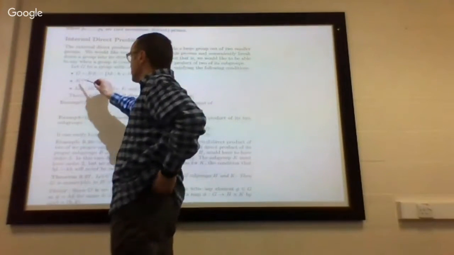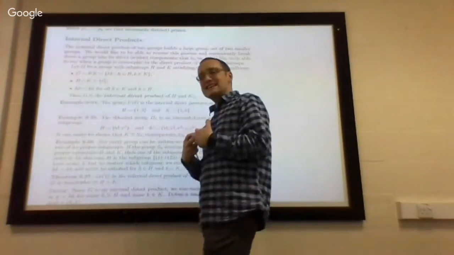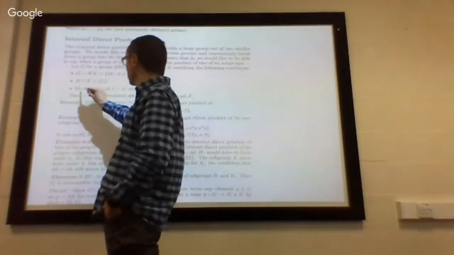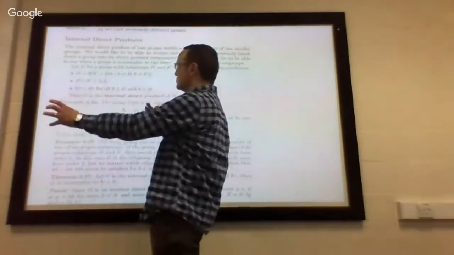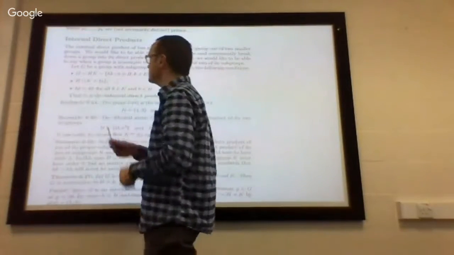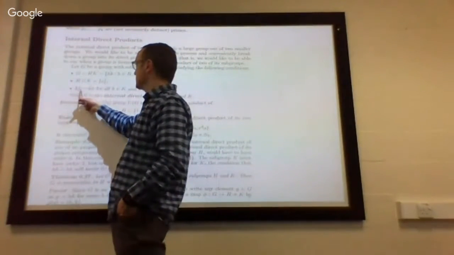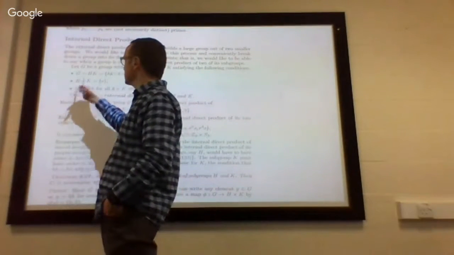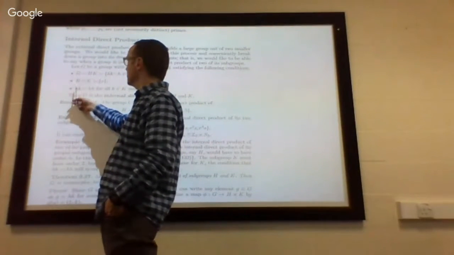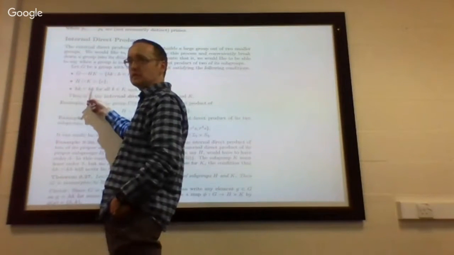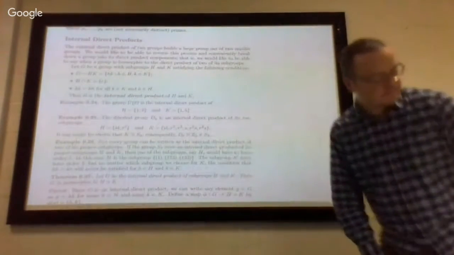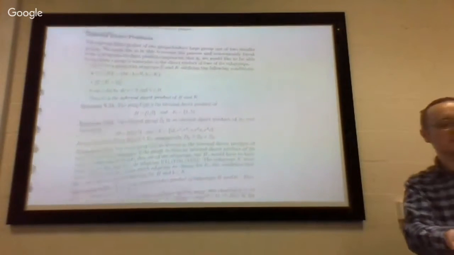It must be the case that the two subgroups only intersect in the identity element. And also, it must be the case that elements from H commute with elements from K. Not saying that the whole group is commutative necessarily, but that if you take anything from H multiplied by anything from K, you can flip that order. So we've got to check these various conditions.